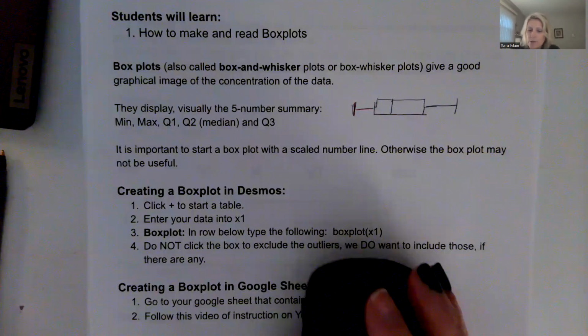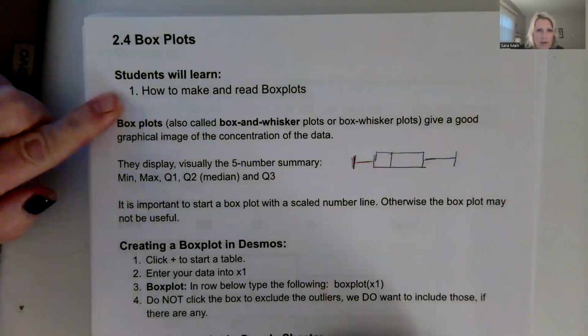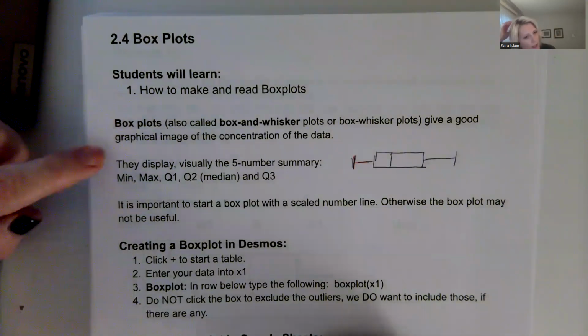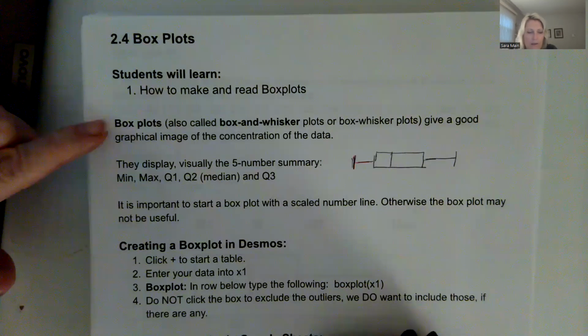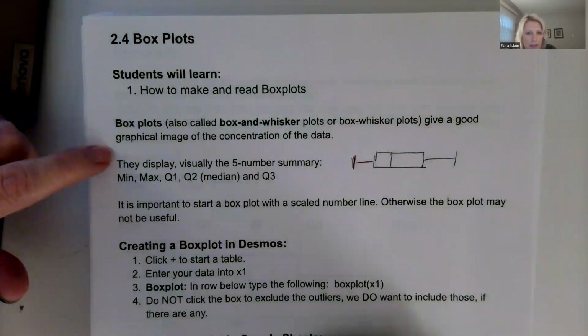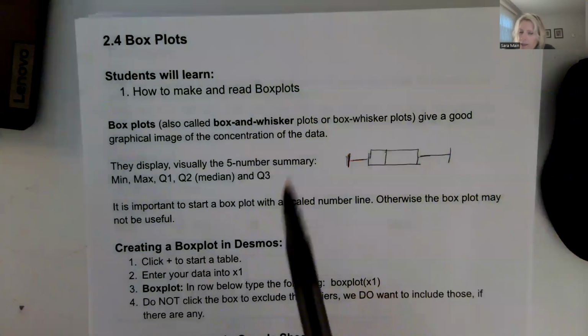Hello, welcome back to lesson 2.4. Today, students are going to learn how to make and read box plots. Box plots are sometimes also called a box and whisker plot. They give a good graphical image of the concentration of the data. And there's particular pieces to a box plot.